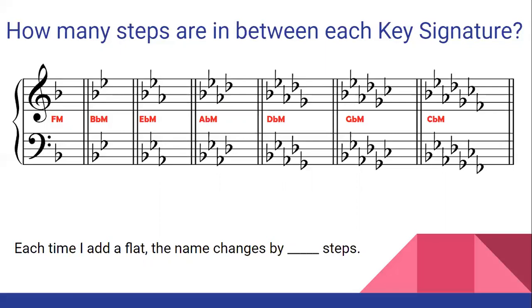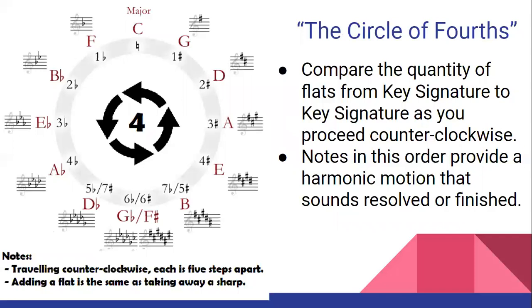So it seems to be that when we add a flat, it's the opposite of when we add a sharp. Each time I add a flat, the name changes by 4 steps. This creates the circle of fourths, which is exactly the same as the diagram we just looked at, except backwards. This time, we're moving counterclockwise, also known as adding flats, which is the same as taking away sharps. This is called the circle of fourths because every time you go around the circle, the name changes by 4 steps.